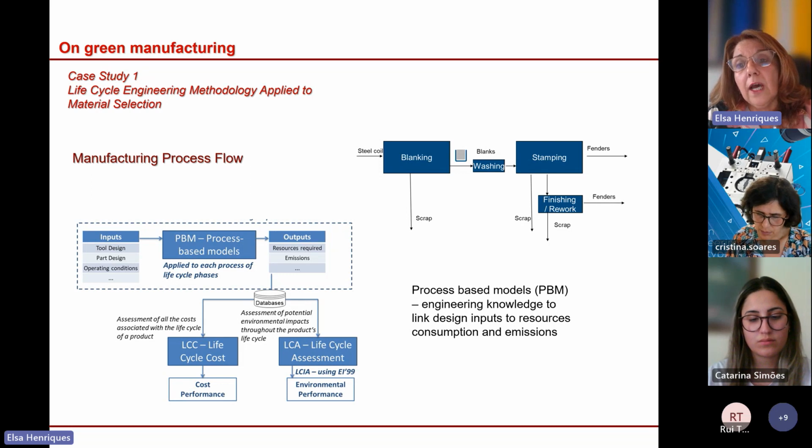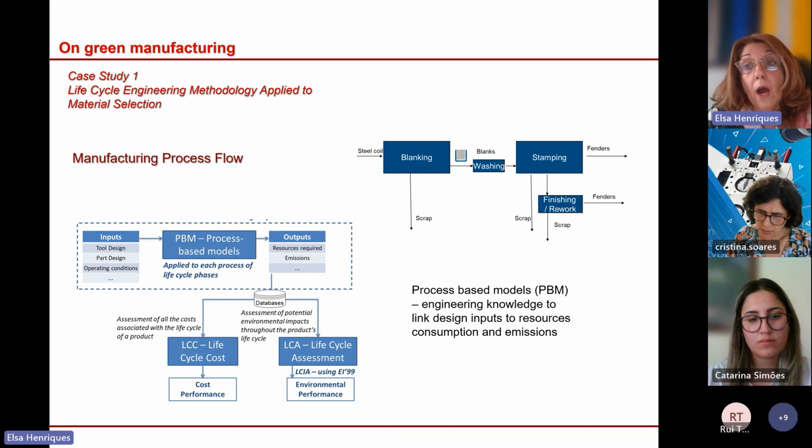And then the outcome of that stamping process, there is a significant number of parts that have defects. Some of them need finishing, rework, and at the end, the fenders are produced and ready for the painting process, to be assembled in the car body, and then to be painted in a coating line.